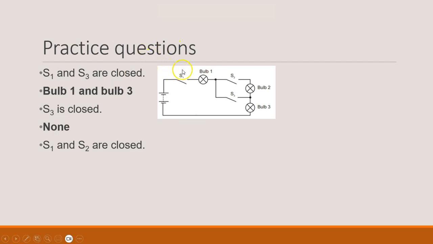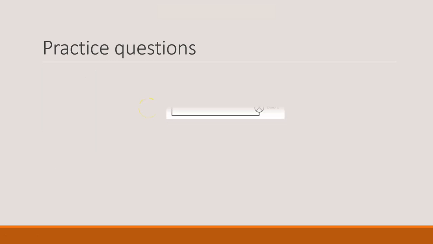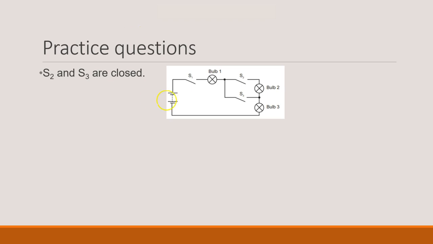If S1 and S2 are closed, well, the electrons are going to move through S1 and through S2, and all the light bulbs will therefore glow. If S2 and S3 are closed, well, there's a general break in the circuit at S1, so it will be none. And if all of them are closed, then obviously all the light bulbs will glow.